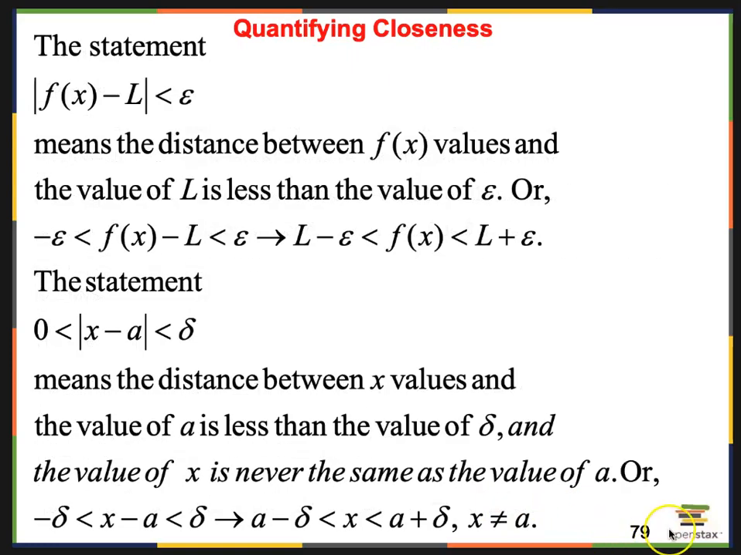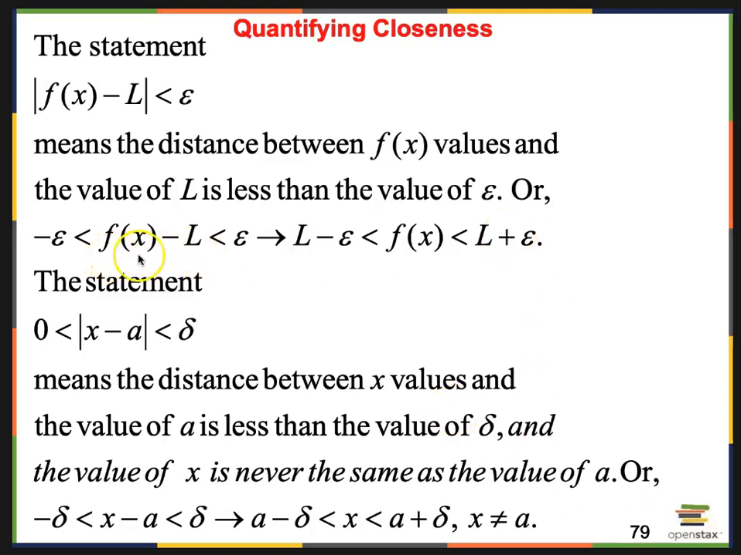So let's look at our statement here: the absolute value of f of x minus L is less than epsilon. That means the distance between the f of x values and the value of L is less than the value of epsilon. So it's going to be really, really close. It's less than epsilon, and if epsilon is a small number, then the absolute value of f of x minus L is going to be very small.